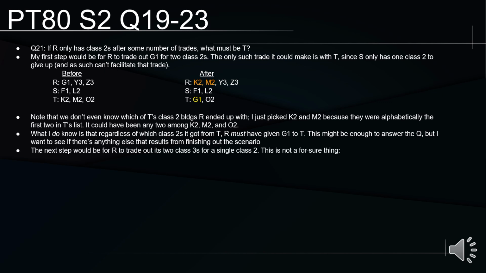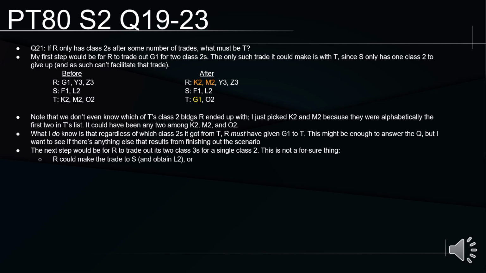The next step would be for R to trade out its 2 class 3s for a single class 2. That would be a way that R can get all class 2 buildings. Because right now, in the picture that I have, it has 2 class 2s that it got from T, and it's still hanging on to the class 3s that it started off with originally. My goal is not to get rid of those, and an easy fix would be to trade both of those 3s out for a 2. Here, though, the problem is that it's not a for sure thing.